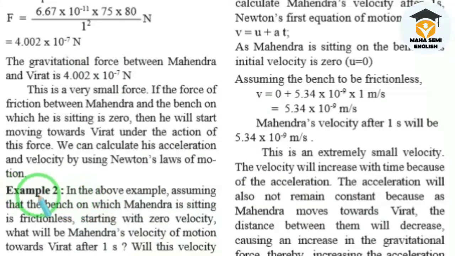So in example second: in the above example, assuming that the bench on which Mahendra is sitting is frictionless, starting with 0 velocity, what will be Mahendra's velocity of motion towards Virat after 1 second? Will this velocity change with time and how? So we see in the first example their distance is 1 meter. Here they ask for the calculation of velocity of motion and whether the velocity changes, and that is how we can determine it.